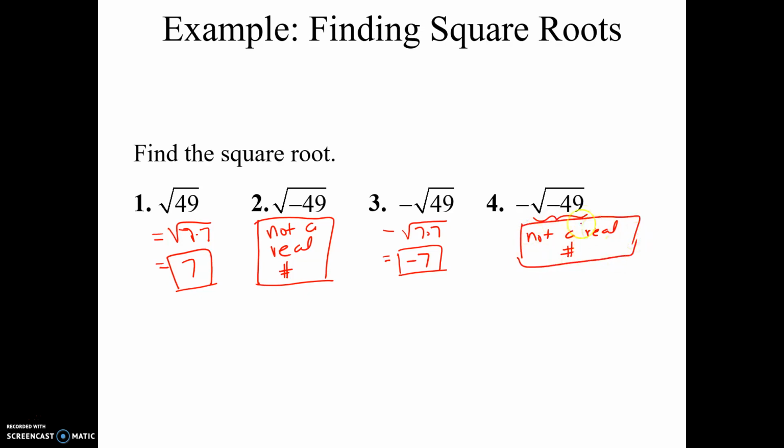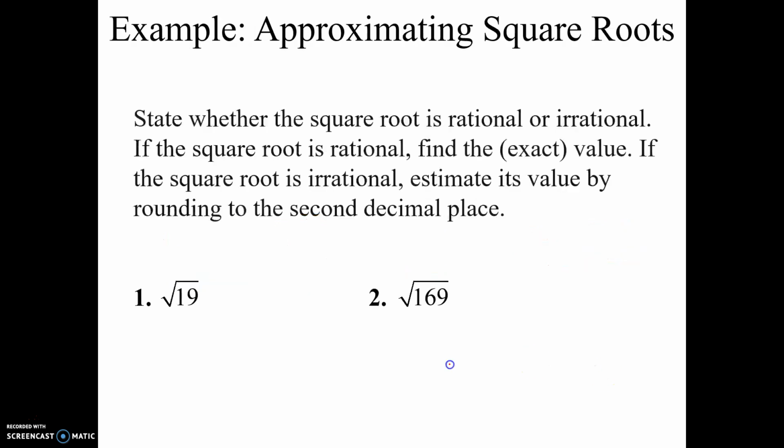So any square root that's a negative is not a real number. And for positive square roots, feel free to use your calculator. For example, if we have square root of 19, nothing times itself will give you 19. So the only way to evaluate this is using a calculator. Now here are a couple of things we have to know.